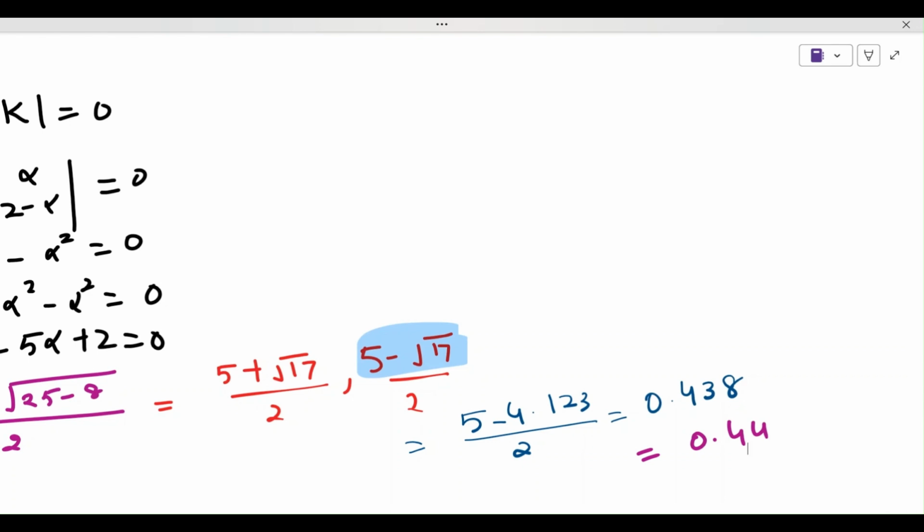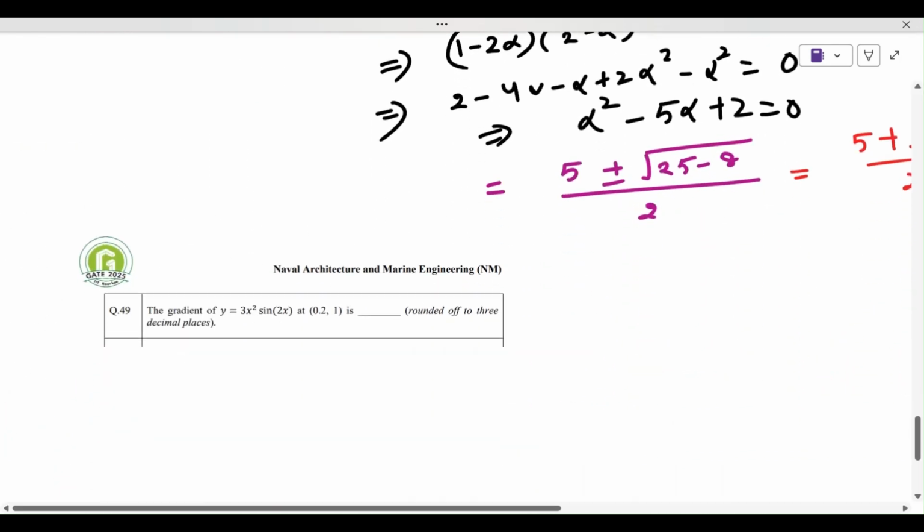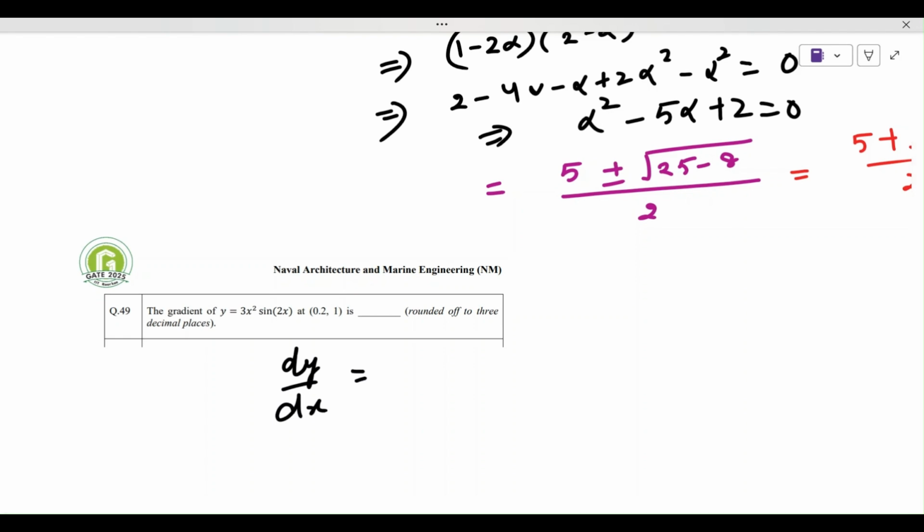So the next question is, we have to find the gradient of y = 3x squared sine 2x at the point (0.2, 1), and again we have to round off to 3 decimal places. Now gradient means we are going to find the slope, that is dy by dx. Here we have two functions, one is x squared and the other is sine 2x. So we are going to apply the product rule.